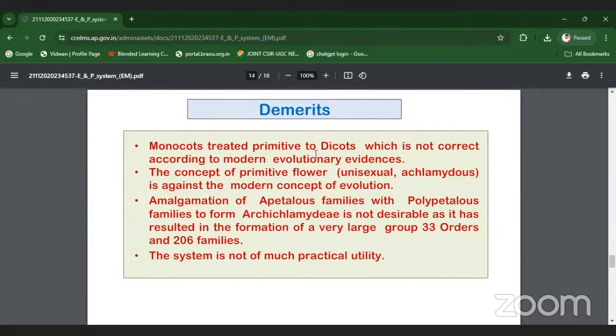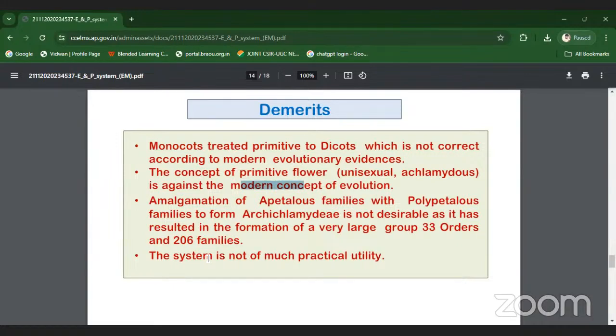Monocots, this is already told to you. The monocots are treated as primitive. That is the blunder they have made. It is not correct according to modern evolutionary evidence. The concept of a primitive flower being unisexual and achlamydeous is against the modern concept. Amalgamation of Hepaticae families with the Polypetalous families from the Archichlamydeae is not desirable and not justified. The system is not particularly useful.